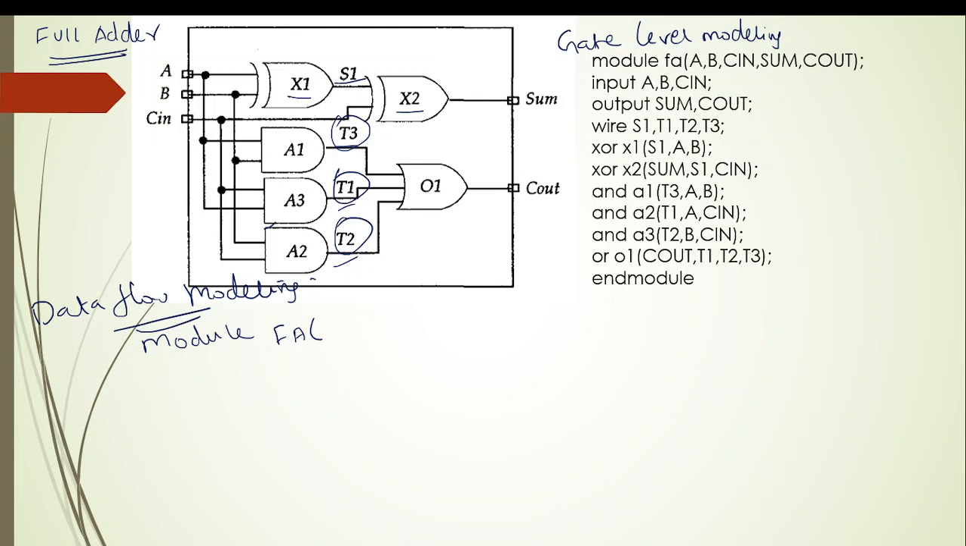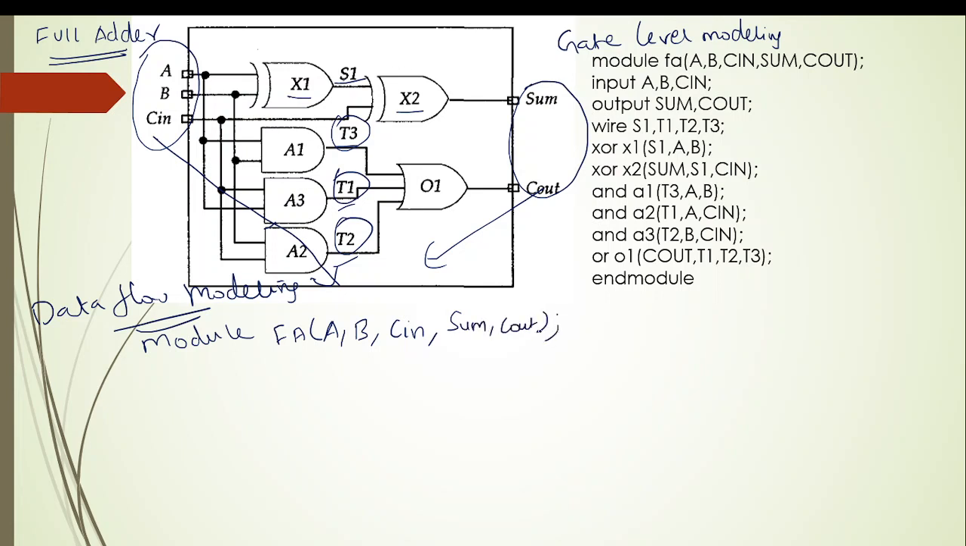Now, those intermediate signals should not be in the port list. In the port list, the signals which act as an input to the design and which act as an output from the design will be there. So I'll write that first. I have A, B, Cin, which are all the inputs, and then Sum and Cout. So these are all the signals in the port list.